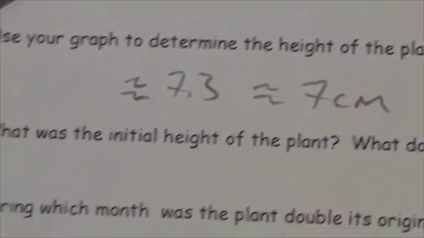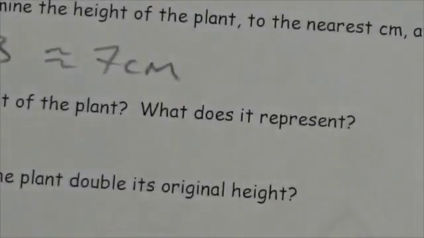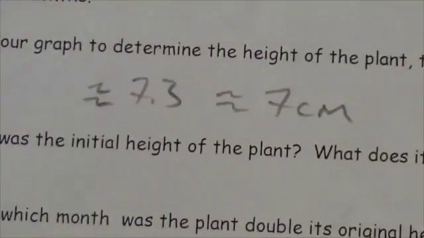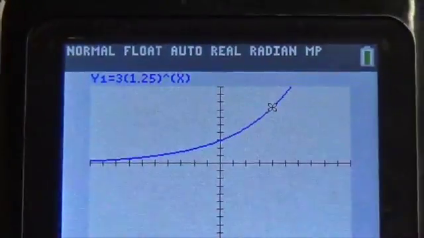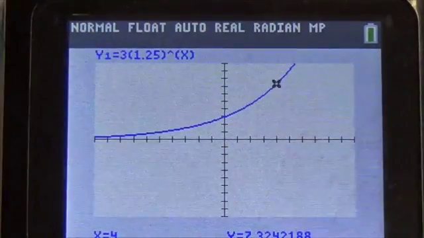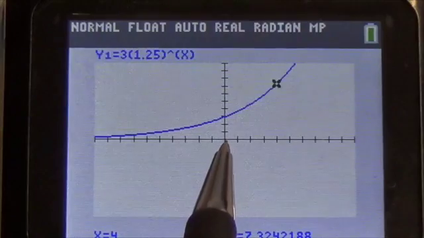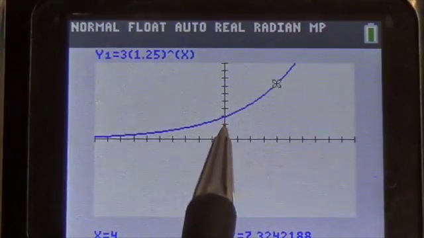Now the next question says, what was the initial height of the plant? And what does it represent? Well, the initial height of the plant occurs, let's go back to our graph here, when time is equal to 0. Now remember what we entered in here. The x coordinate represents time that has passed. So we're looking at the y-intercept of that graph.